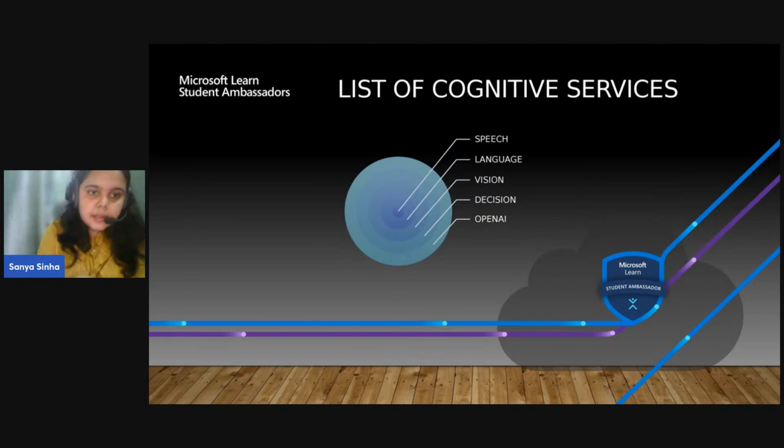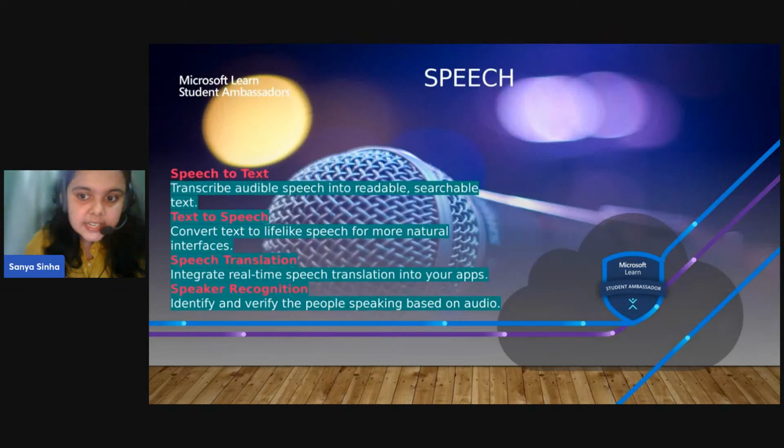Now let's talk about the list of cognitive services provided by Microsoft Azure. So first of all, we're going to be talking about speech, then language, then vision, then decision making, and finally OpenAI. So let's talk about each of these services in detail.